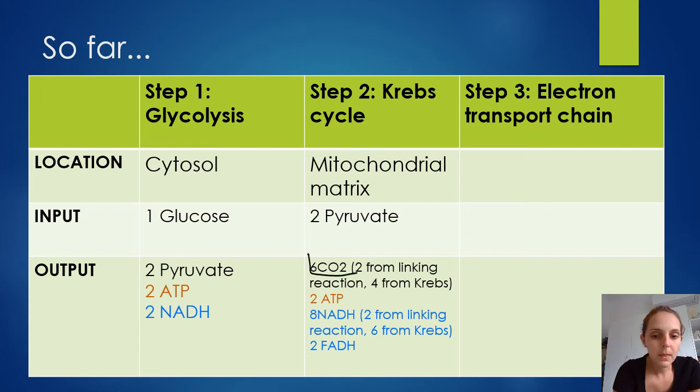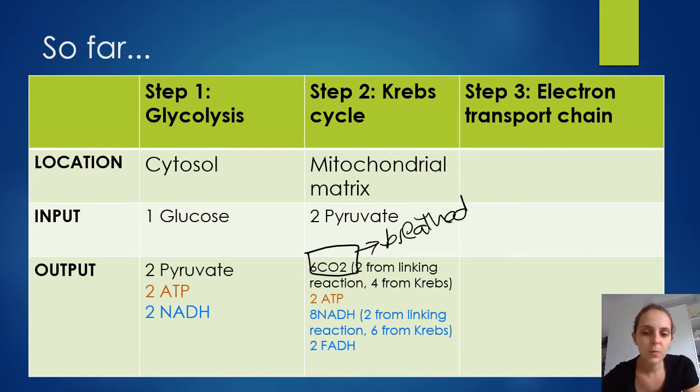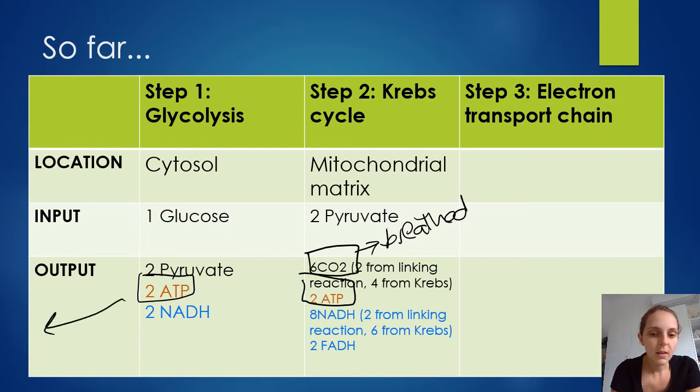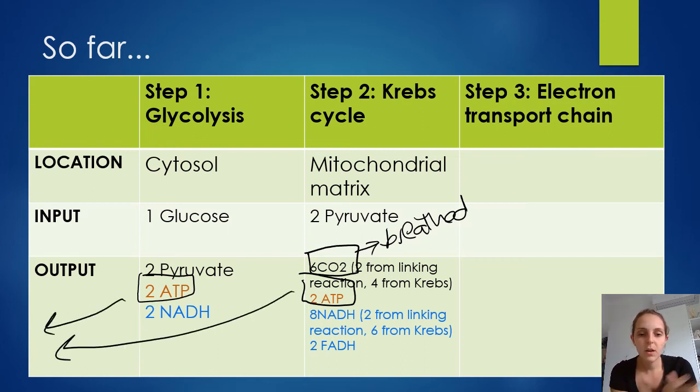Remember, this CO2 has now been breathed out from the body. This is a waste product in the human body, so we don't keep this or use it in the cell. We exhale it as a waste product. Our ATPs, just like the ATPs from glycolysis, can be used by the cell. They can go off and be used for jobs that the cell needs to do.